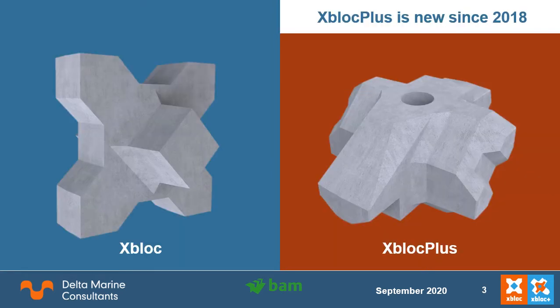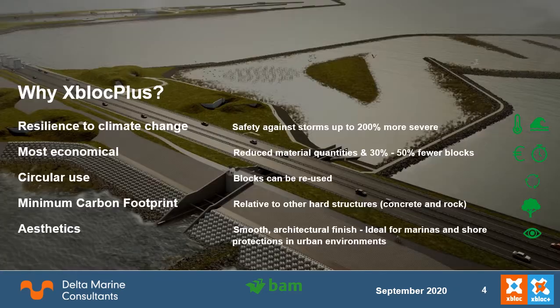XBLOC on the left-hand side is our concrete armor block, which we have been using since 2003. And XBLOCPLUS on the right-hand side is the new block that we have developed between 2015 and 2018. So why should you use the XBLOCPLUS? Well, there are many reasons. We've tried to summarize the main advantages in this sheet, but in this presentation the main topic to talk about is the resilience to climate change. So that's what I want to talk about a little bit more.